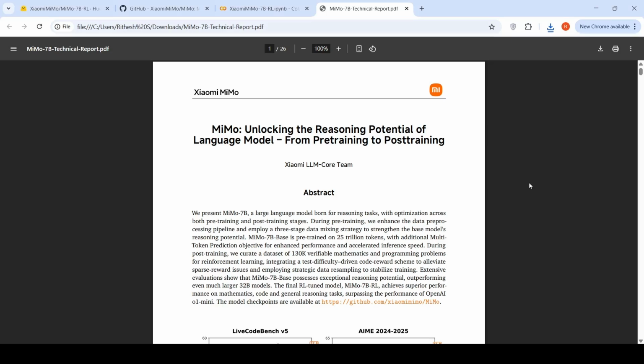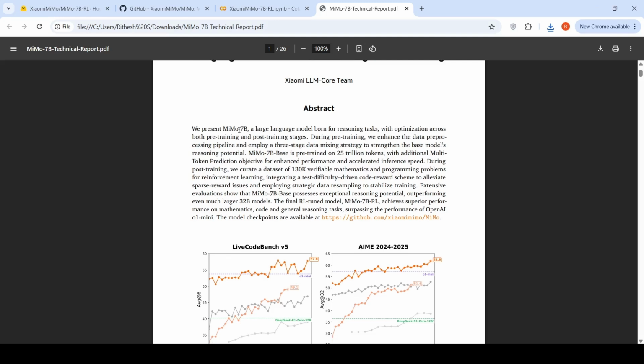Xiaomi has released the MiMo family of large language models. They have a base model, MiMo-7B, which is pre-trained on 25 trillion tokens. Then they have a reinforcement learning based model, MiMo-7B-RL, which achieves superior performance on mathematics, code, and general reasoning tasks, surpassing the performance of OpenAI o1-mini.